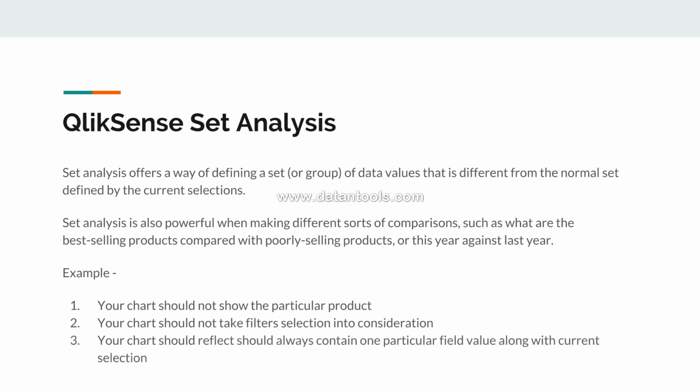Third, your chart should always contain one particular field value along with the current selection. Say, for example, you have one particular field value, which is chairs or some other product, that you always want to be presented whenever your chart is displayed, and whenever you make selections on the other products, it should keep including that in the chart. In such scenarios, which are very custom to business needs, you can achieve it with set analysis.